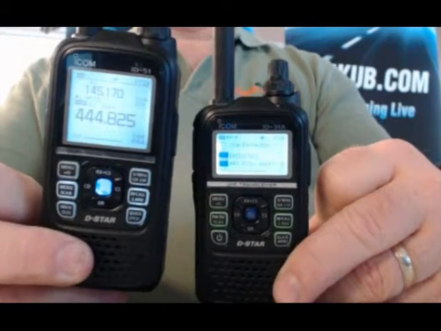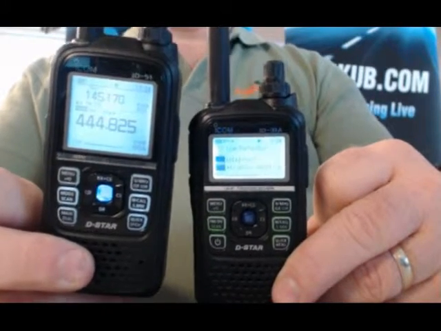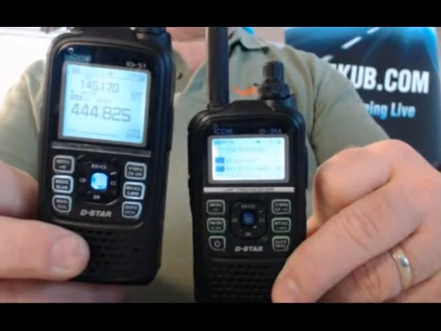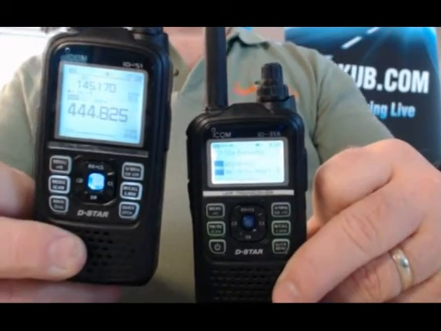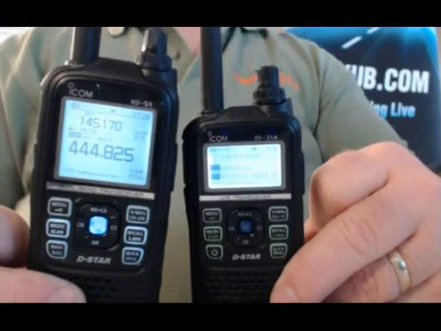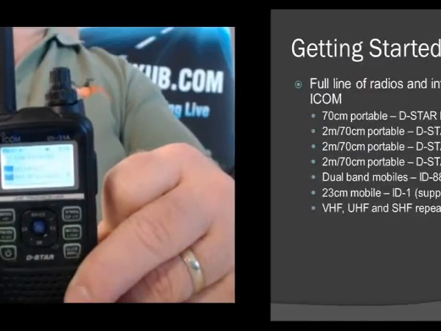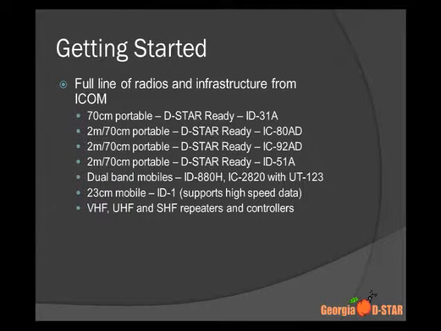You can monitor 2 repeaters at the same time, one being FM, both being FM, or one being FM and one D-Star. Now in the mobiles, and we don't really have many of the mobiles here that we can show you, of the full D-Star capable radios, there is the ID-880H, which is a successor to the 800H.